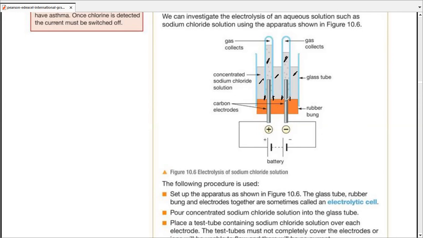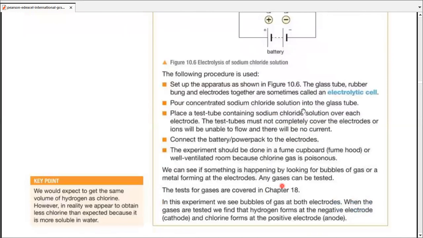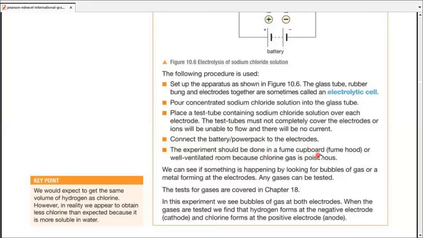If they are brought all the way down and touch the rubber bung, they are not going to be completely conducting the electricity throughout the solution. Only some parts of it would conduct electricity, which will not be beneficial. Now connect the battery or the power pack to the electrodes. The experiment should be done in a fume hood or a ventilated room, because chlorine gas is poisonous.